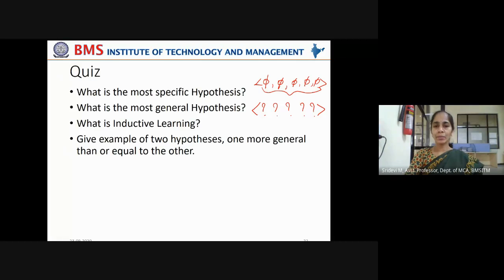Now, give an example of 2 hypotheses, one more general than or equal to the other. Now I have given you an example of food, about making a hypothesis about food. I want food which is sweet as well as healthy, and I want food which is only sweet. I'm not bothered about its healthiness. Okay, so in that case, sweet and healthy is my specific hypothesis and sweet is my general hypothesis. Now, can you give me such an example?